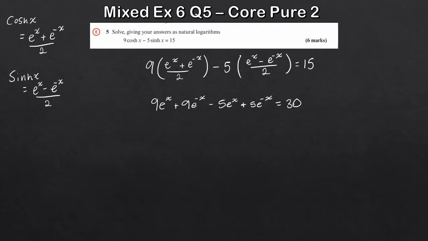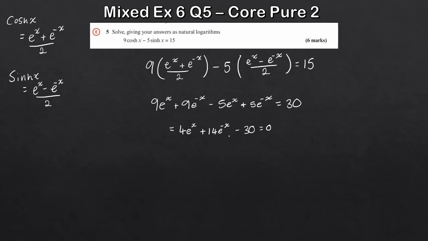Okay. And at this stage now, we just need to simplify. So 9e to the x minus 5e to the x will give me 4e to the x. And then I've got 9e to the minus x plus 5e to the minus x, so that will be 14e to the minus x. And we've got a 30 here, so we're going to take that across to this side. So minus 30 is equal to 0. Okay, so let's just double check we haven't made any mistakes. Yeah, that looks good.